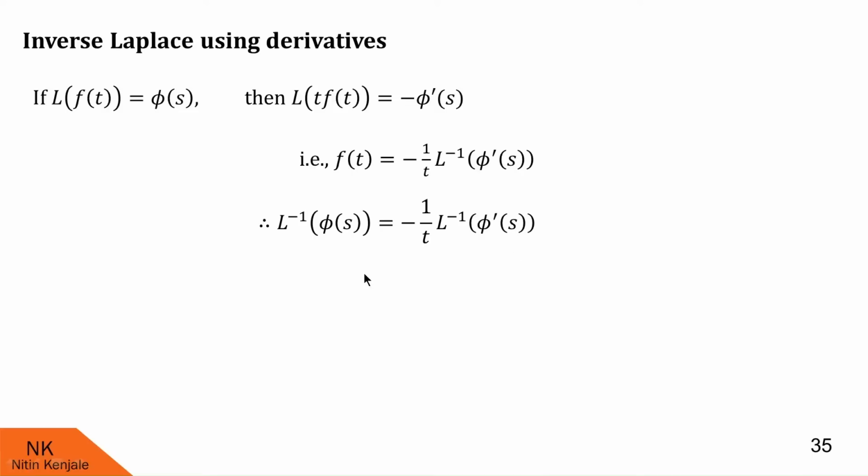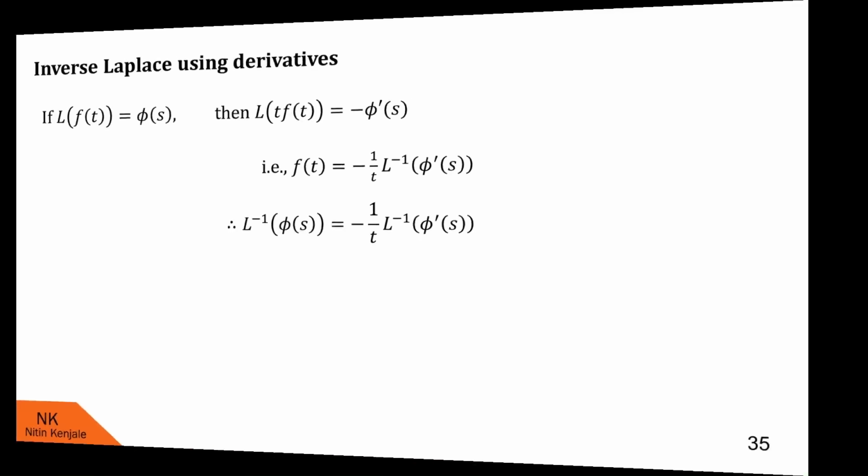Which means if you wanted to find out L inverse of a given function phi of s, you simply find out L inverse of its derivative and multiply it by minus 1 by t. So using this as a formula, we are going to solve some examples. Let's go for our first example.